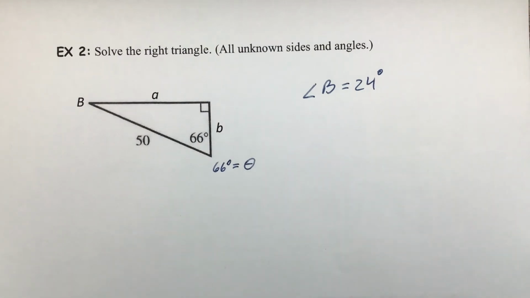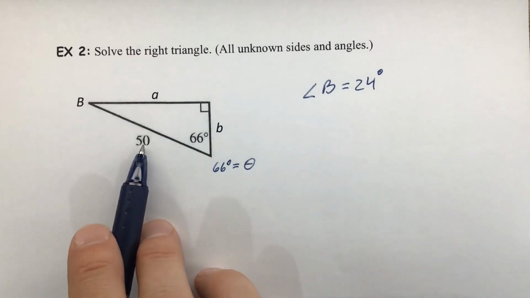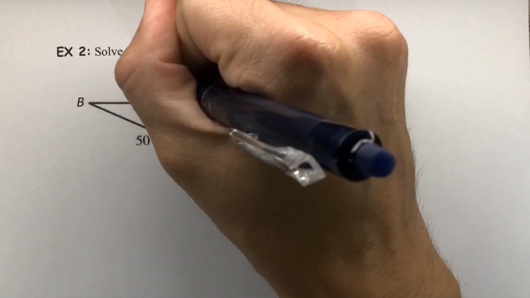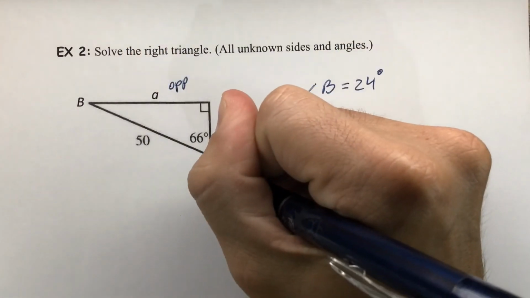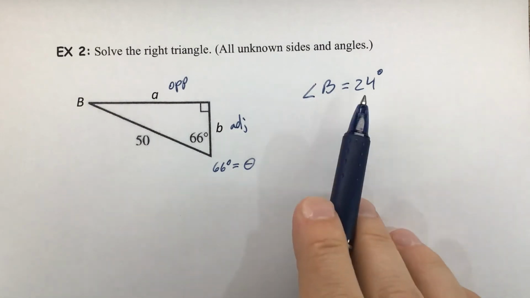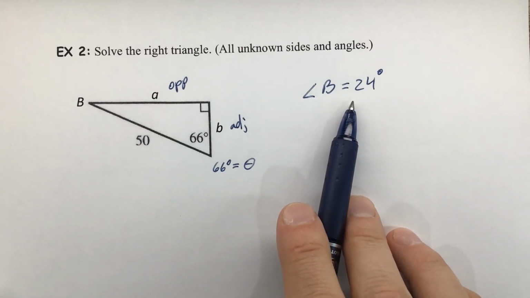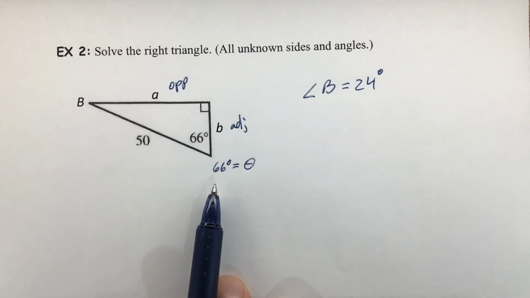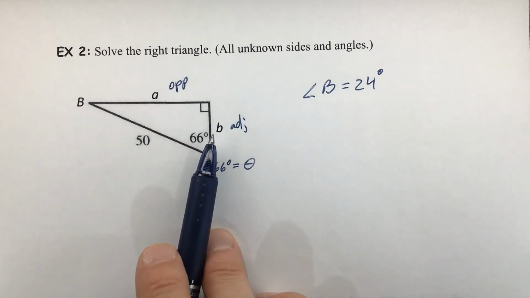Now, if 66 degrees is the theta, then the other sides can be identified. We already know this is the hypotenuse, but the side across from the 66, that will be your opposite side. The side next to it's going to be the adjacent. So you get those names. Now, if I had gone with 24 as my theta, these would be different. Okay, but I'm identifying 66 as my theta, which means that I got the names for those two.